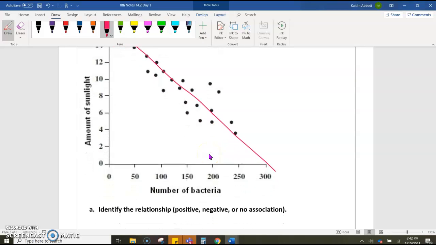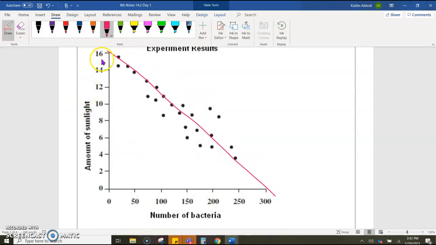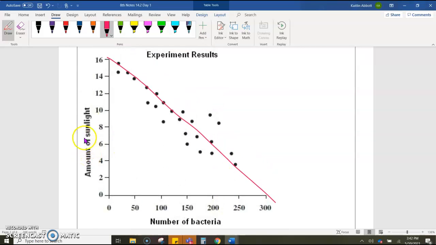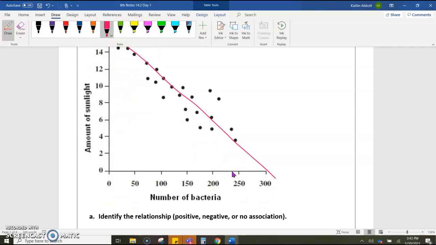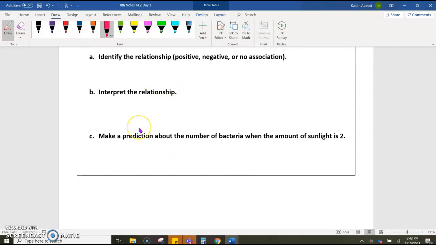So we do have a negative, and so it looks like as the amount of sunlight goes down, the number of bacteria goes up. Ooh. See, as the sun goes down, bacteria is going up. Isn't that interesting? So maybe a good interpretation is sunlight kills bacteria. So if there's no sunlight, that's how bacteria and mold and stuff begins. But if it's in the sun, it kills it, and there's not very much bacteria. Super cool. Okay, so I did all those.